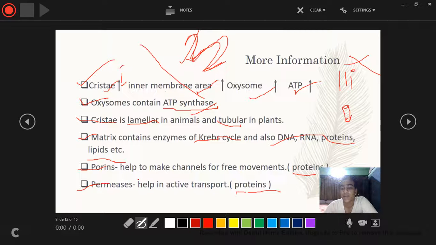Porins are the proteins which help make channels for free movement, when the plasma membrane opens for the free movement of any cellular organelle or proteins. The permeases are the proteins which help in active transport. We'll see the active transport slide also. It is the movement of ions or molecules, and it requires energy. It helps move sodium ions and potassium ions in and out of the cell. That is the only thing.